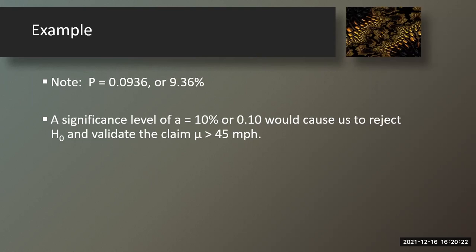So a significance level of 10% would cause us to reject the null hypothesis and validate the claim of 45 miles per hour. See, the important thing to remember is there's no one hard and fast answer to any one of these hypothesis tests. It's only answered in terms of a given alpha. You change your alpha, the outcome could change.